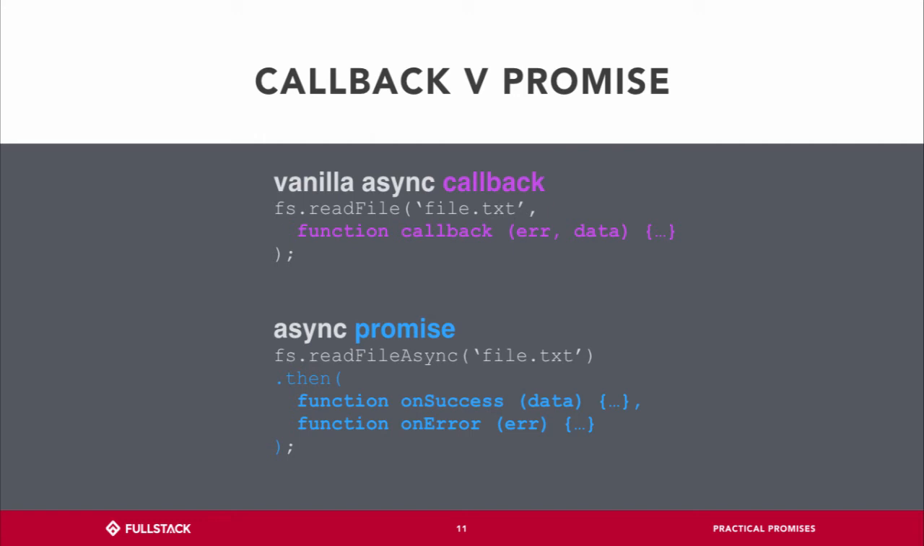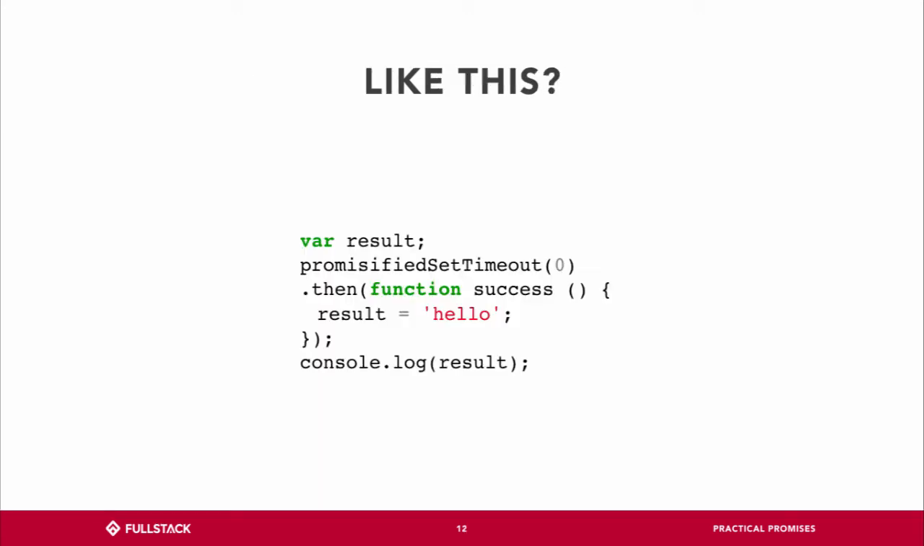But the big difference here is that you're in control. You're going to get back something that has a then method on it. And again, this is just the way that the promise specifications are written. You're going to be able to put a function in here, and it's that function that's going to end up getting called.